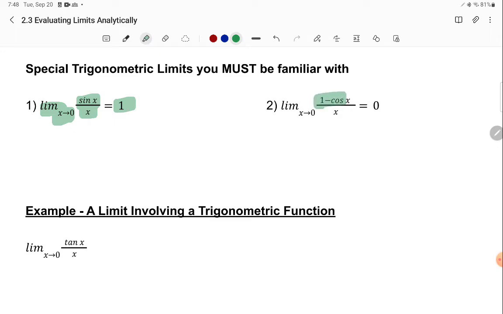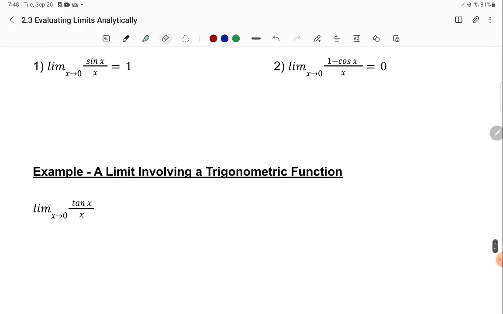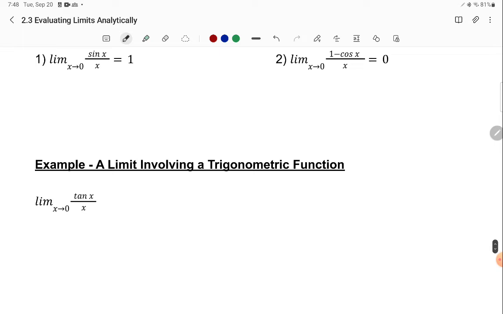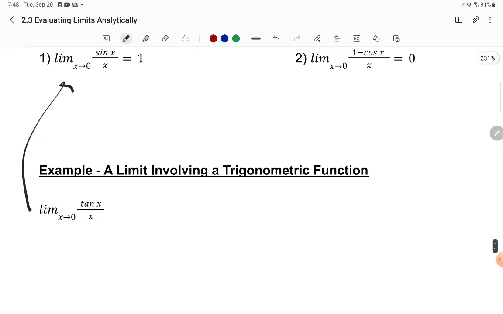Also, the limit of 1 minus cosine of x over x, that is equal to 0. If you plug 0 in, you see it's undefined. But these you have to remember. Down here on the first one, we're going to try to get this one to look like sine of x over x. You're trying to get this one to look like that one. So go ahead and pause the video, try this on your own, see what you can come up with.